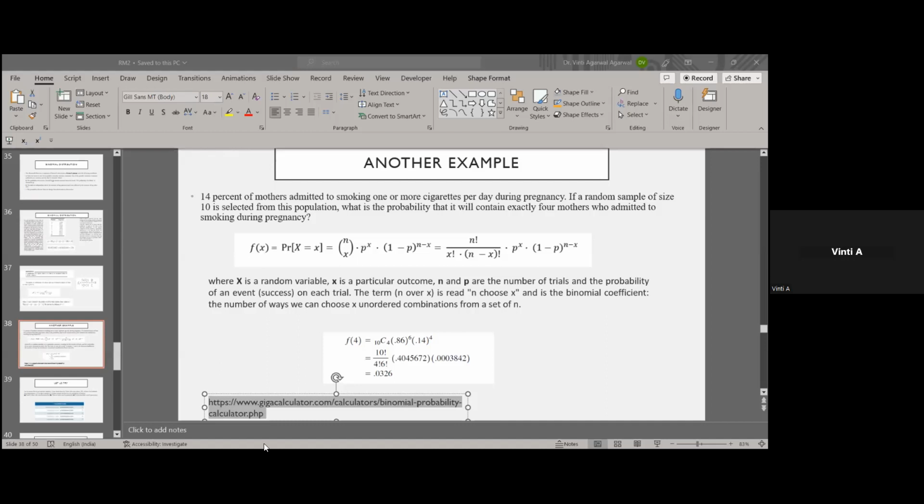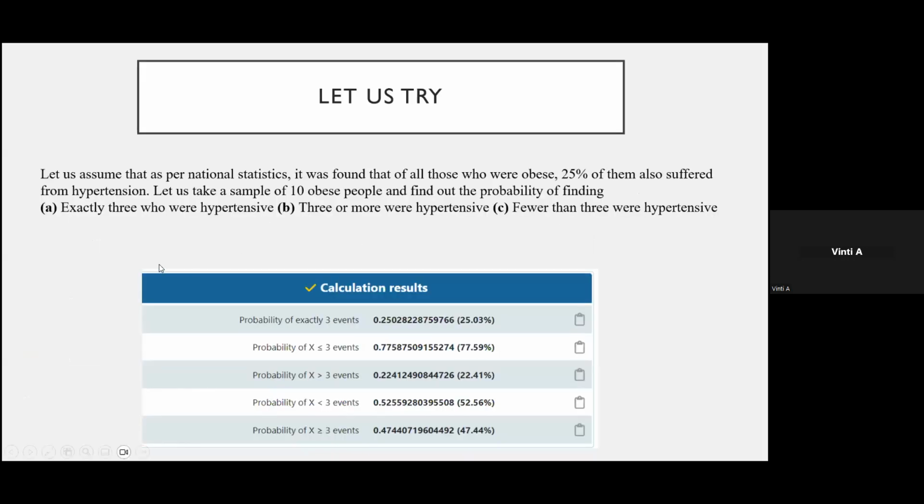Okay, so this is where I've got this. Let's assume I've taken an exam. It was found that all those who were obese, 25% of them also suffered from hypertension. Let us take an example of 10 obese people and find the probability of finding exactly 3 who were hypertensive, or 3 or more were hypertensive.